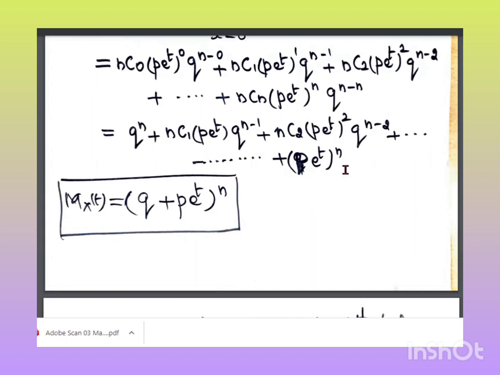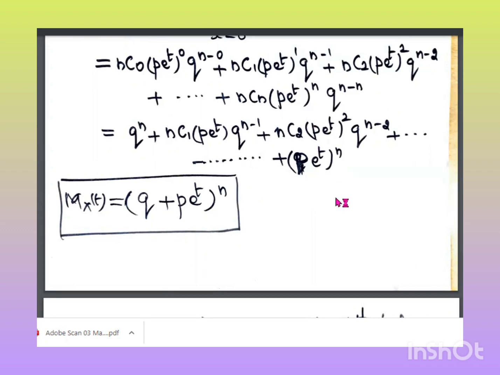This looks like the binomial theorem: x plus a whole power n is equal to x power n plus nC1 x power n minus 1 into a, plus nC2 x power n minus 2 into a square, plus nC3 x power n minus 3 into a cube, and so on, plus a power n.